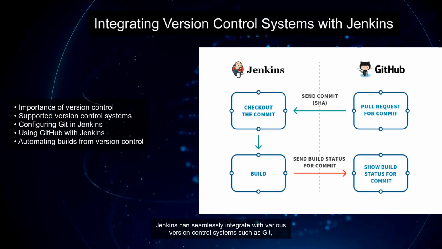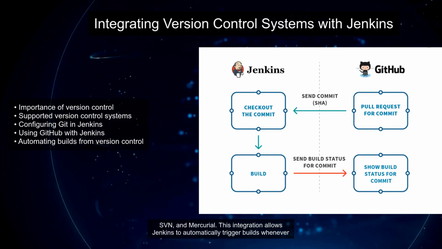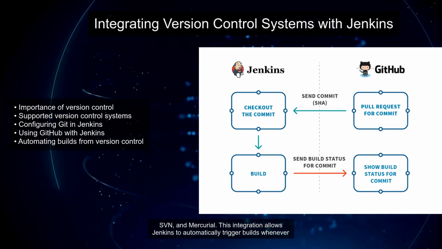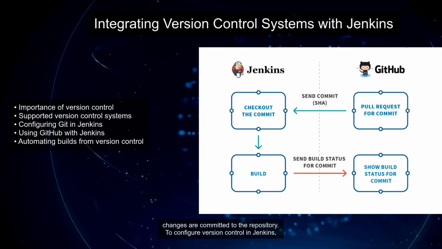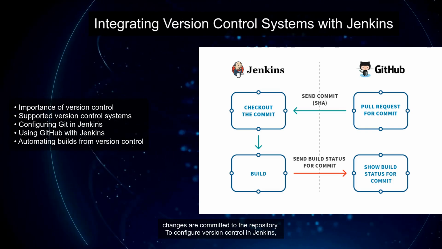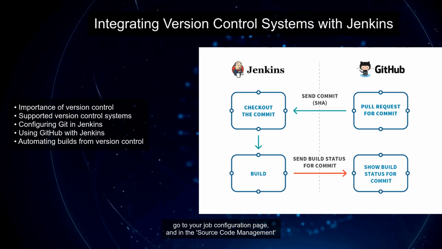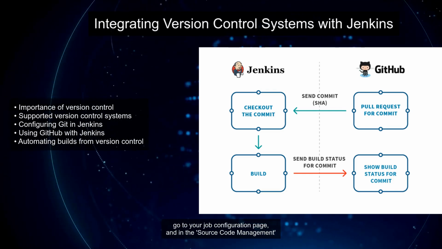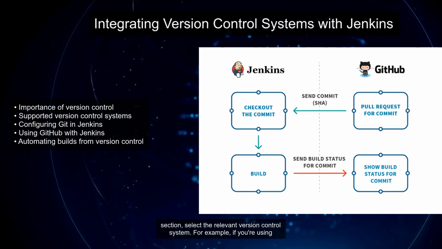Version control is a crucial part of the software development lifecycle, and Jenkins can seamlessly integrate with various version control systems such as Git, SVN, and Mercurial. This integration allows Jenkins to automatically trigger builds whenever changes are committed to the repository. To configure version control in Jenkins, go to your job configuration page, and in the source code management section, select the relevant version control system.